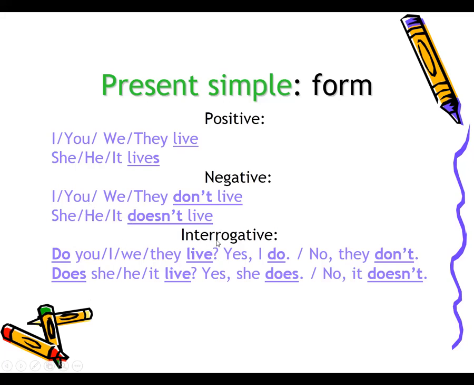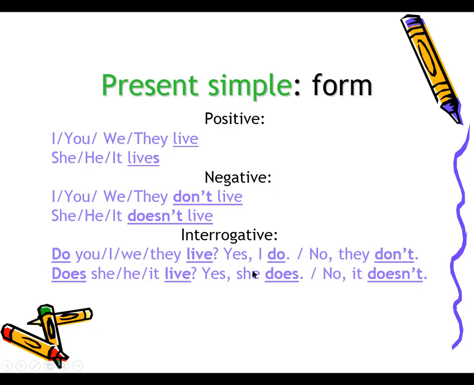In order to make an interrogative sentence of present simple tense, we can shift do or does to the beginning, according to the pronoun or the singular or the plural one. Do will go in the beginning: Do you, I, we, they, or any other plural noun live, that is the first form of verb, will be used. And then for the answer, yes I do, no they don't, these can be the answers in positive or negative form.